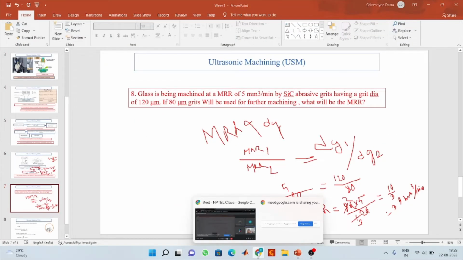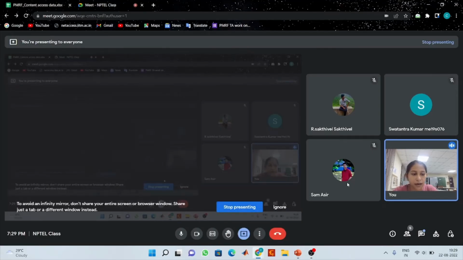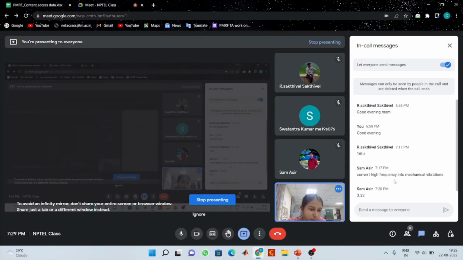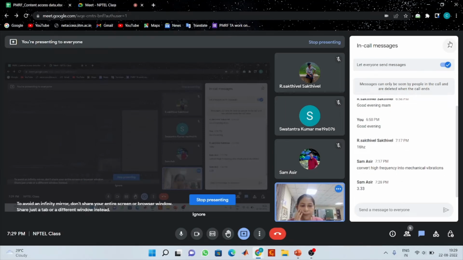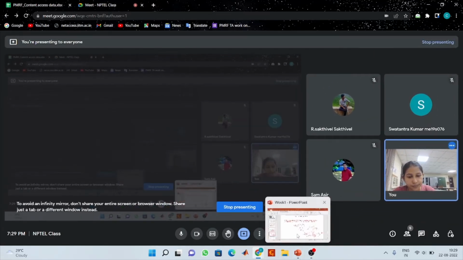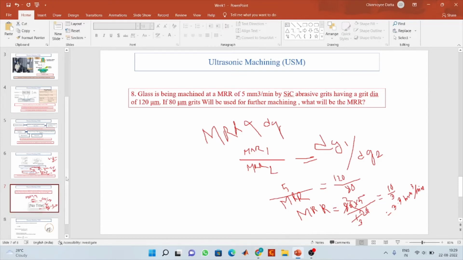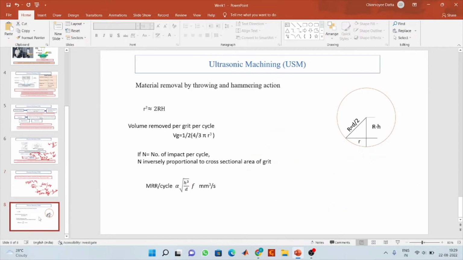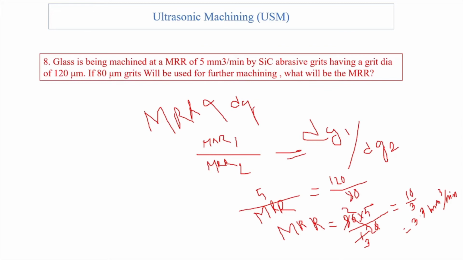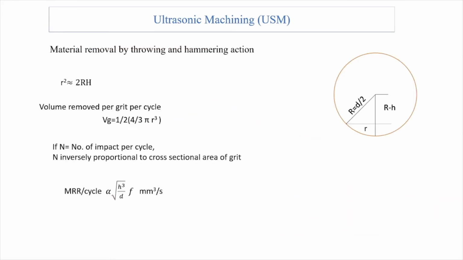So if you are having any doubt, you can use your chat box. Yeah, okay, already you are telling the answers. Okay, yeah, 3.33. Okay, if you are having any doubt, you can use the chat box. I'll try to answer. So moving to the next part.